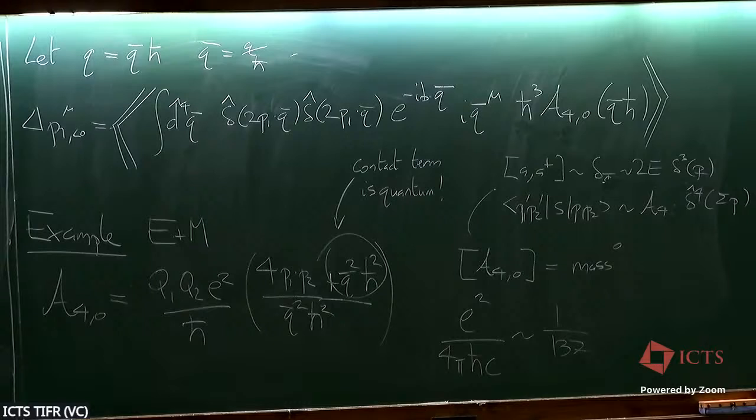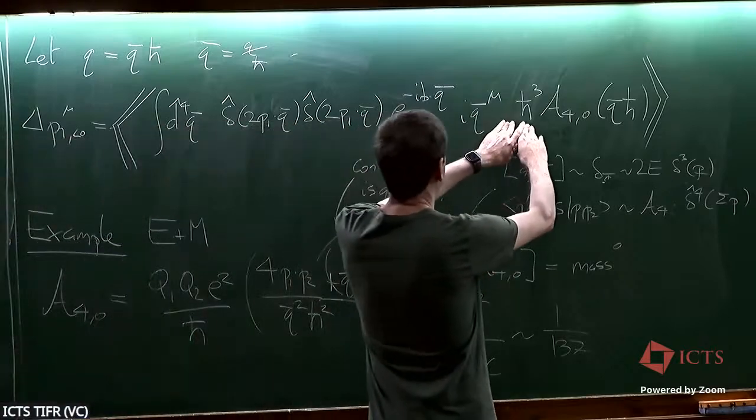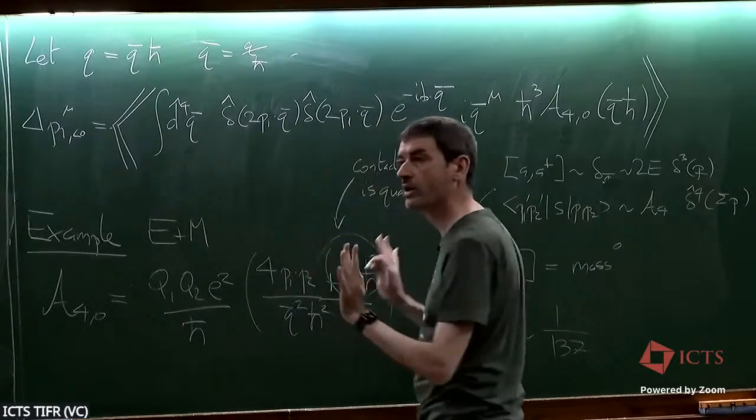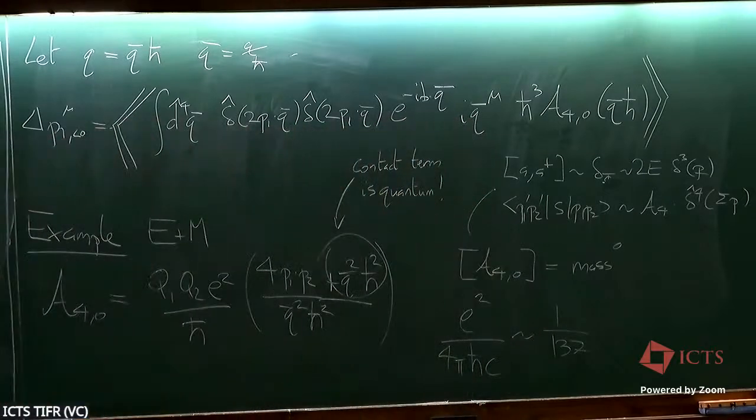Okay, so that is the fate of the h bars. This h bar cubed cancels that h bar cubed. That term doesn't contribute. And now the formula really is classical, and you can go ahead and compute it.